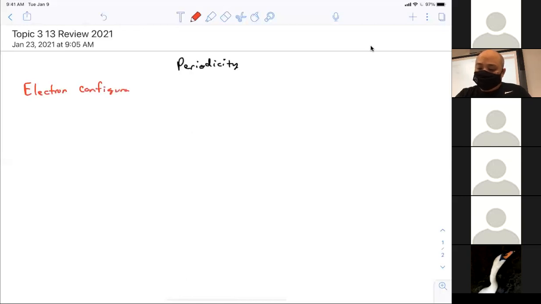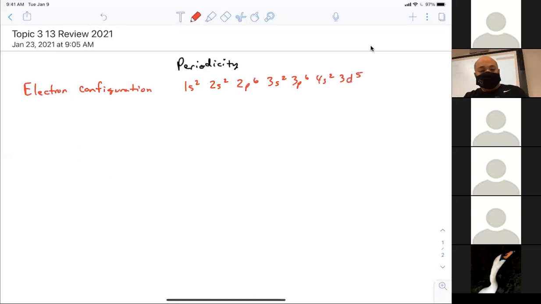I think with this, you just want to kind of focus on terminology here. So you want to make sure you're giving the IB what they want or what they're asking for. And so when they say electron configuration, you're talking about like 1s2, 2s2, 2p6, 3s2, 3p6, 4s2, 3d5. That's electron configuration. So that's full electron configuration.